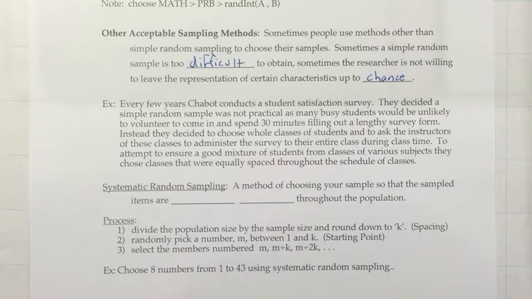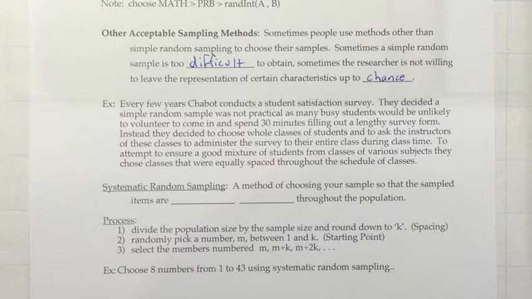Our goal is a representative sample, so if we don't leave it up to chance, then we should be doing something that gives us a better than random chance at a representative sample, and we'll see those examples as well. So here's an example that I'd just like to have kind of floating in the background before we get into the alternative methods. Every few years, Chabot conducts a student satisfaction survey.